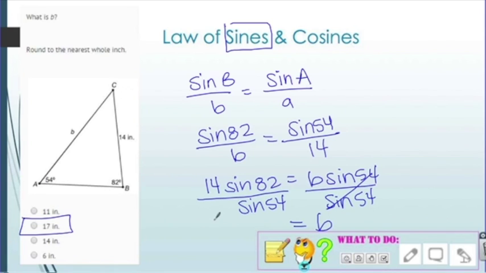I forgot to mention that it is helpful to save the very last step before actually plugging in the sine of an angle into your calculator.